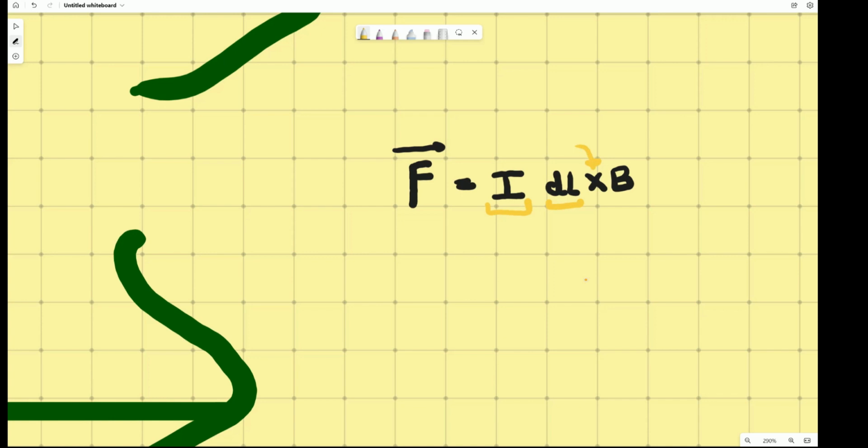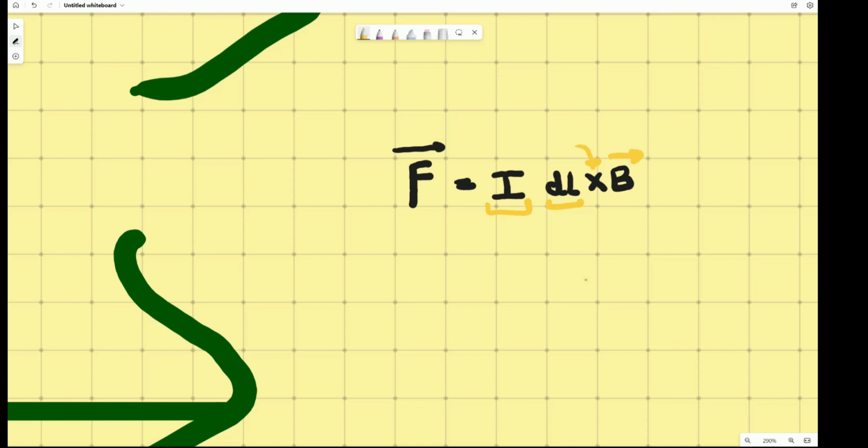Vector product. I have an excellent video that will help you understand the meaning of the vector product. Don't forget to watch it. It's fantastic. You will love it. It's explained in a very lucid, very simple manner. So this is your vector product and this is your magnetic field.